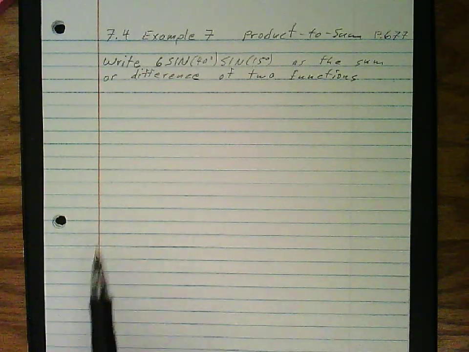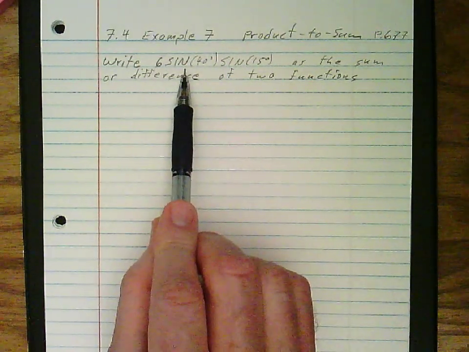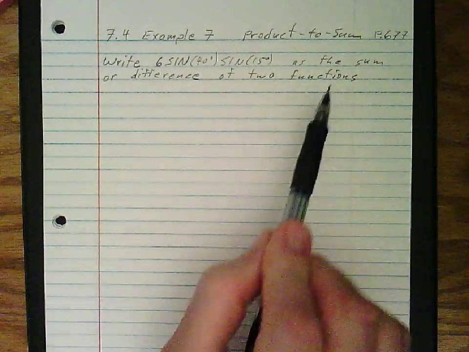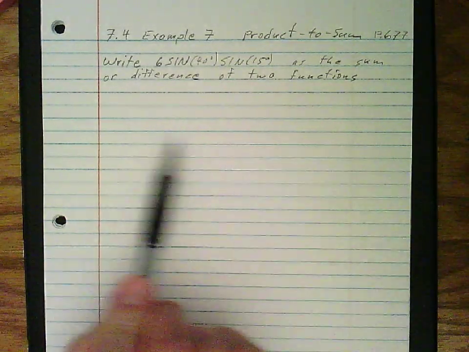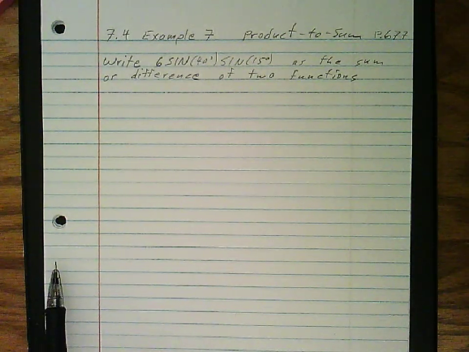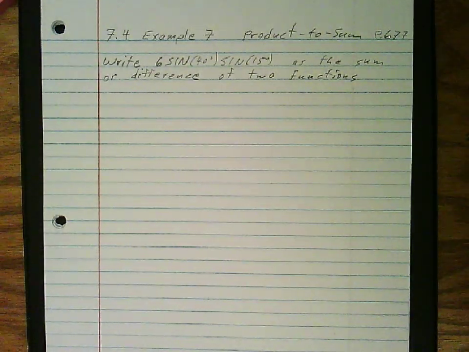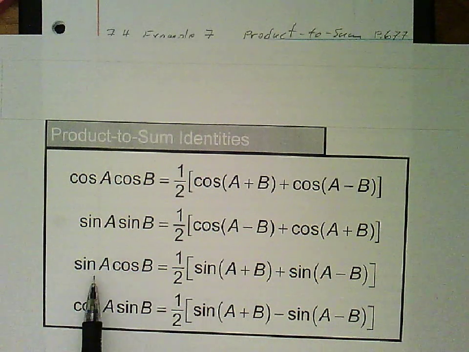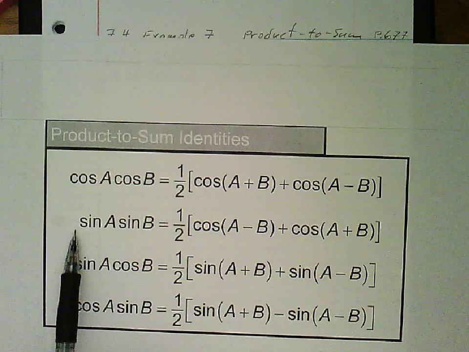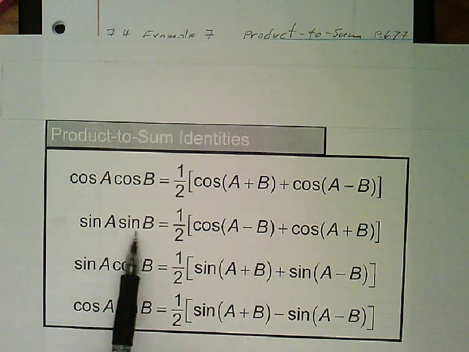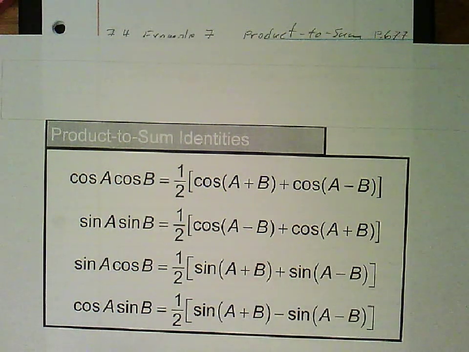So in our problem here, I just pulled this out of the book. Write 6 times the sine of 40 times the sine of 15 as the sum or difference of 2 functions. So they want this product rewritten as the sum of 2 trig functions. And we immediately see sine times sine, and that means we're going to use the sine formula. So remember that one of these, sine A times sine B, is 1/2 times this collection of stuff.